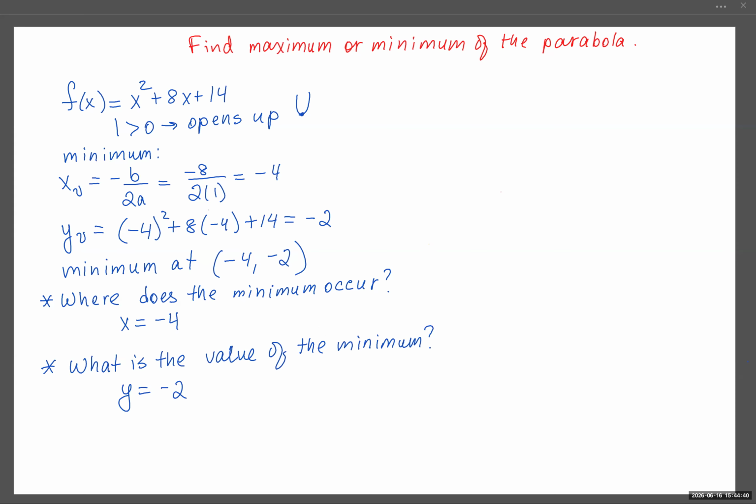We'll try to do a different example on the side here. F of x equals negative 3x squared plus 12x minus 9. So determine whether it's a max or a min. We have negative 3 in front of x squared. Negative 3 is less than 0, negative. So the parabola will open down. So it will look like this. And once again, what we need is the coordinates of the vertex, but this time it's a maximum.